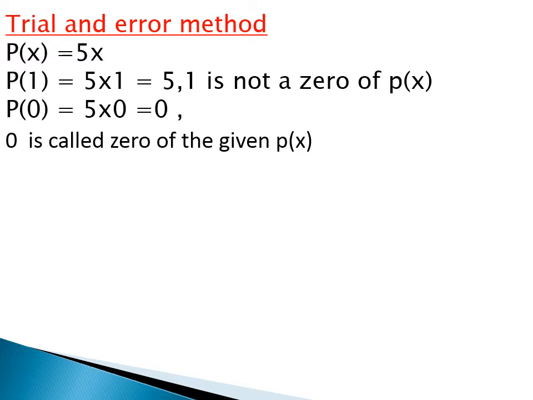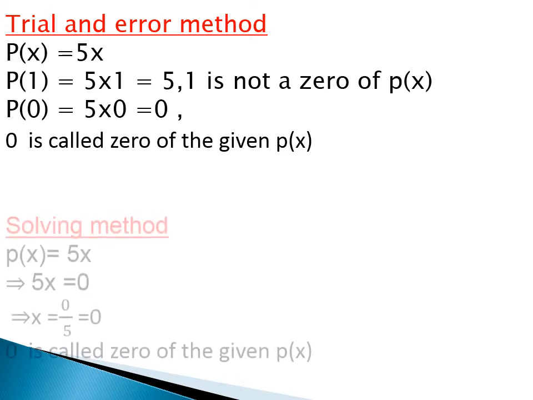The next example is the polynomial equal to 5x. Then we are also trying the trial and error method. I have put only two values, 1 and 0. For 1, p of 1 equal to 5. That means we are not getting 0. So 1 is not a zero of p of x. Next, p of 0 equal to 0. That means 5 into 0, the value equal to 0. So we are saying that 0 is a zero of the given p of x.